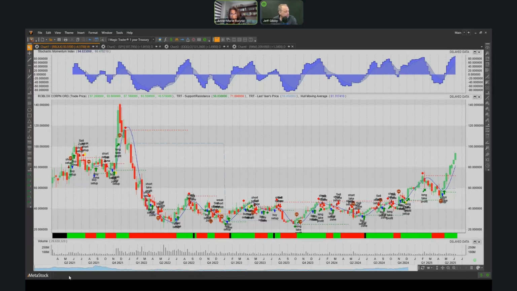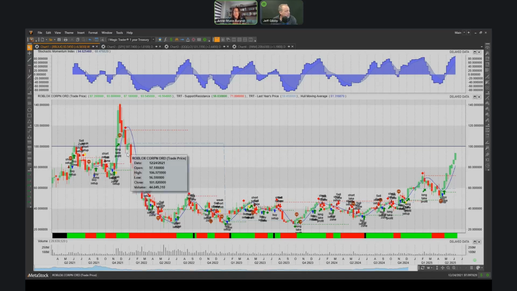Okay. Can we zoom in to that 100 line? Right, this thing has been basing since, holy smokes. Go down to, what is the date? Q1 2022. Are you talking about right here where it kind of broke down, below 100? Yes.